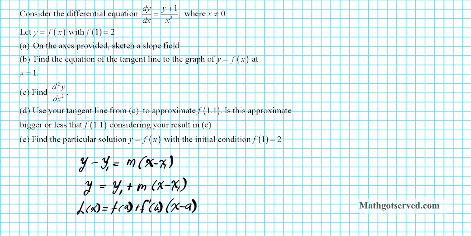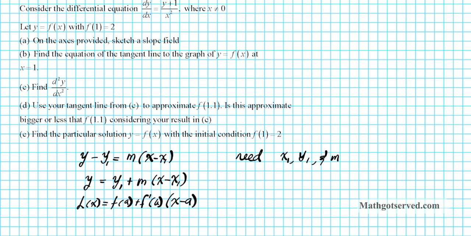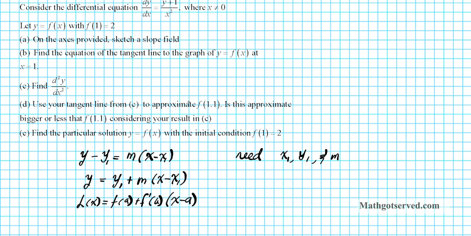Bottom line, we need x1, y1, and m in order to find the equation of our tangent line, okay? So since it goes through x equals 1, we also have this condition here. You want to keep in mind that f(1) is equal to 2, sorry, that implies that the point (1, 2) is on the graph of y. All right, so keep that in mind.